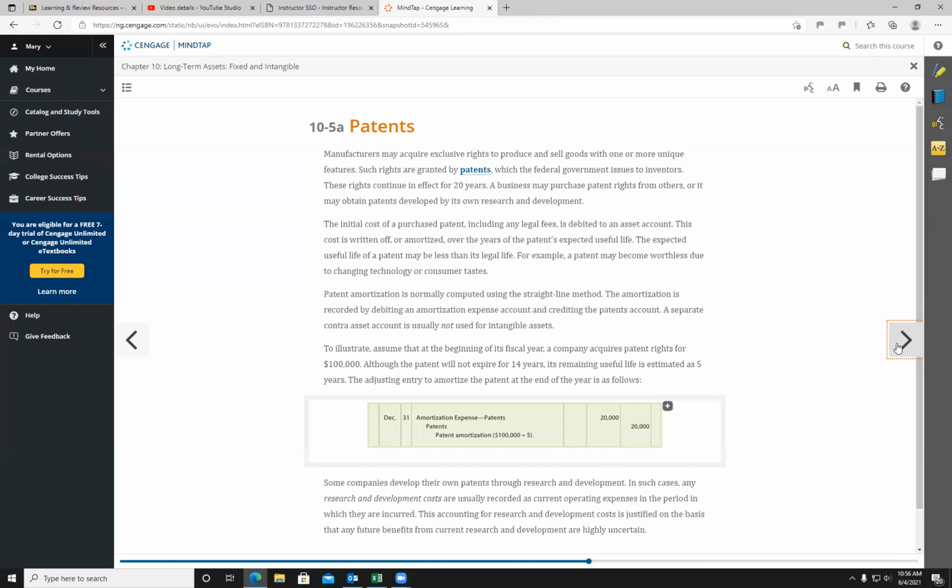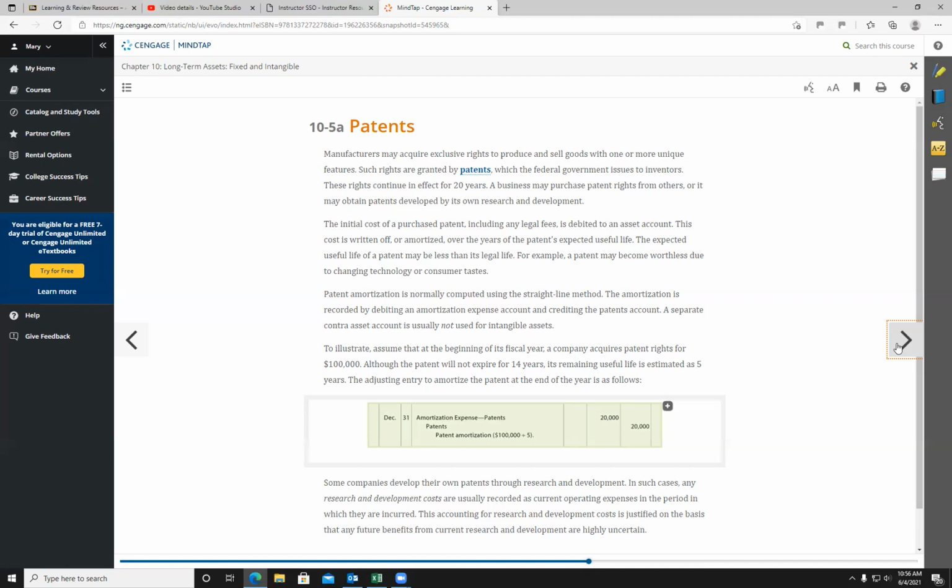Obviously in today's technology, there are things that are always coming up that are going to make one invention useless because new technologies come out that completely blow it out of the water. Patent amortization is normally computed using the straight-line method of depreciation. The amortization is recorded by debiting an amortization expense account and then crediting the patent account.